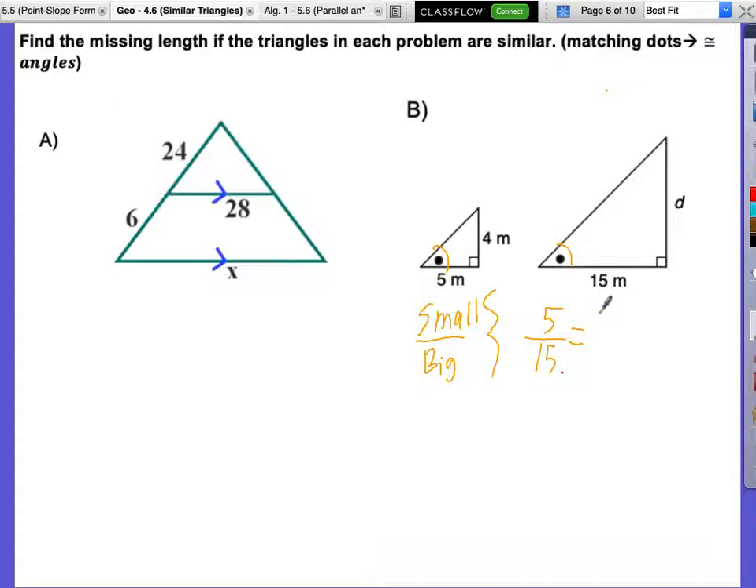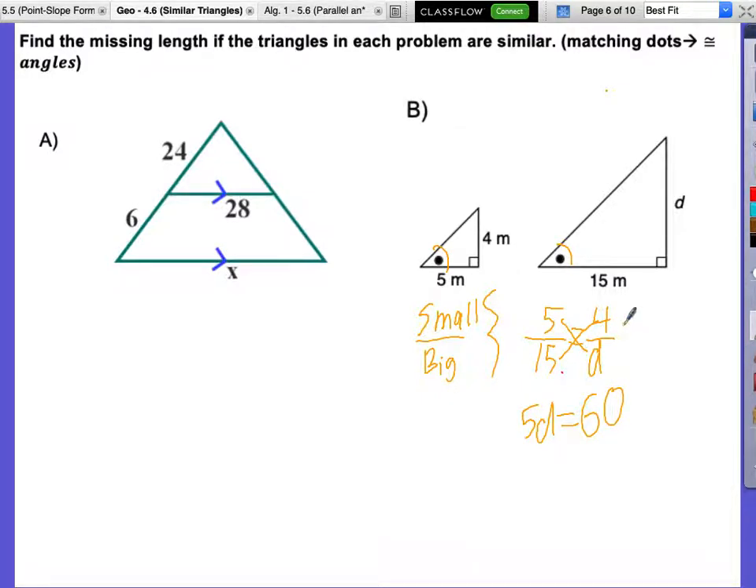It does equal 1/3, but what's our other next statement? 4 over D, and we're trying to find the length of D. Now, what do we do when we have two fractions equal to each other? Does anybody remember how we solve these? Very good, we cross multiply. That means we multiply 5 times D. So what's 5 times D? And what's 15 times 4? 60.